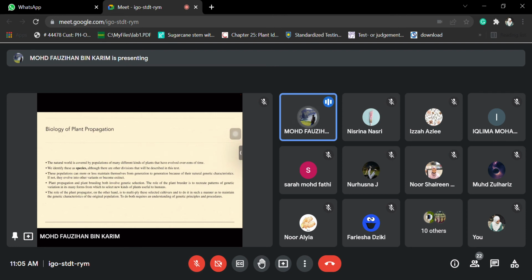Okay? The role of the plant propagator on the other hand is to multiply these selected cultivars. Okay, the plant breeders, like I said, you select this plant, and then you try this plant, cross it with these plants, okay. Because of what? Because you have got the understanding of the genetic backgrounds. Okay, the plant propagator will just reproduce, they multiply.